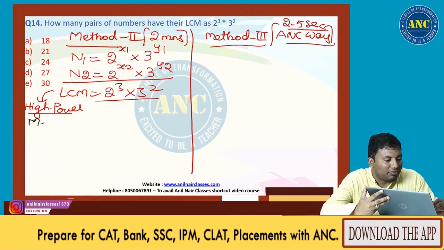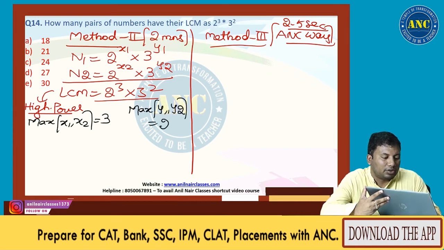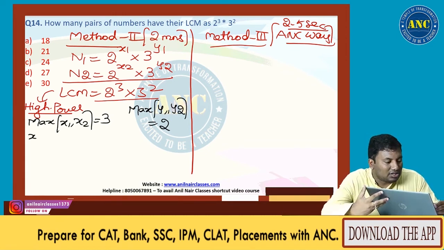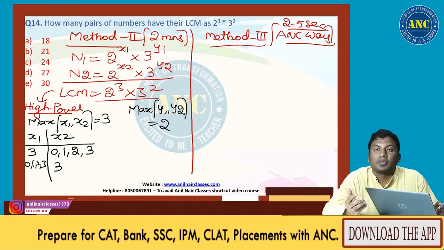So the maximum of x1 and x2 has to be 3. The maximum of y1 and y2 has to be 2. LCM always takes the highest power of the given prime bases. So if x1 is 3, x2 can be 0, x2 can be 1, x2 can be 2, x2 can be 3. Are you all with me? If x2 is 3, x1 can be 0, 1, 2 or 3. Are you all with me?